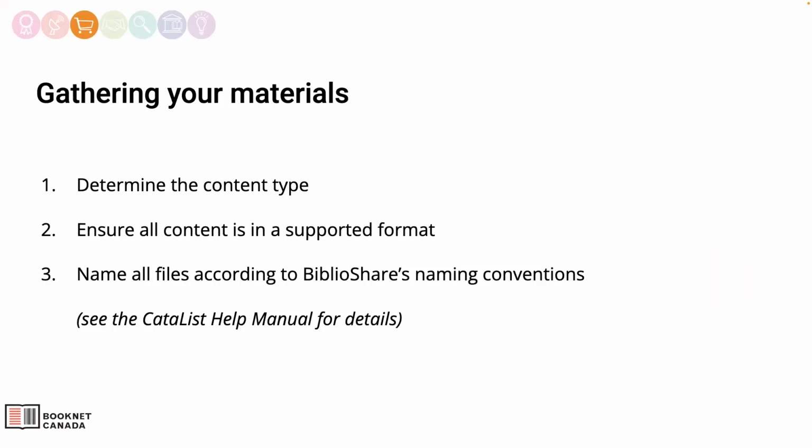Now that you know where to find supplemental content in CataList, let's discuss how you can start supplying it. Begin by gathering your materials. You will need first to determine the type of supplemental content that you have to load. Second, to ensure all supplemental content is in the correct file format. And third, to ensure all files are named according to BiblioShare's expected naming conventions.